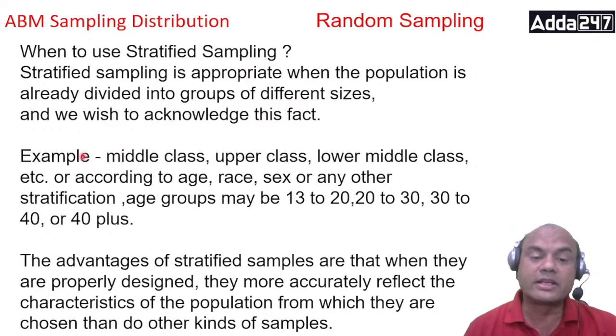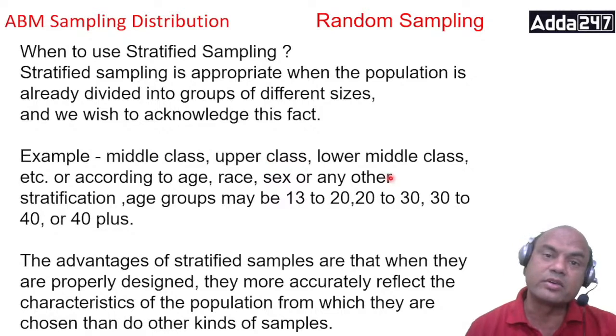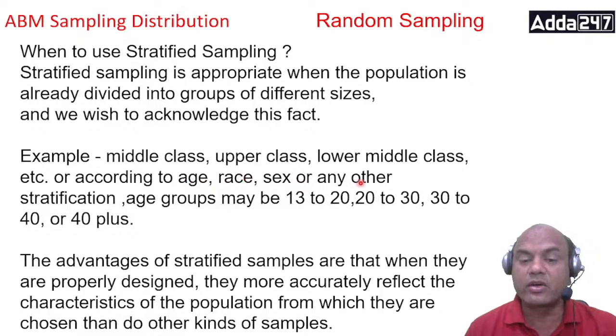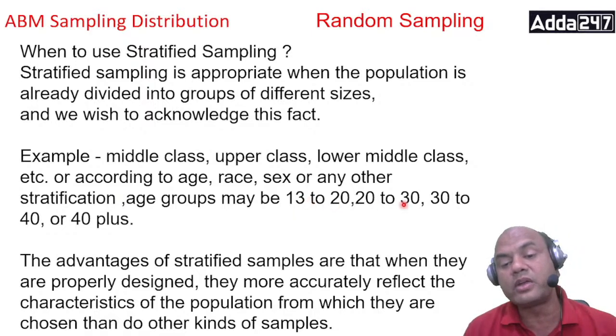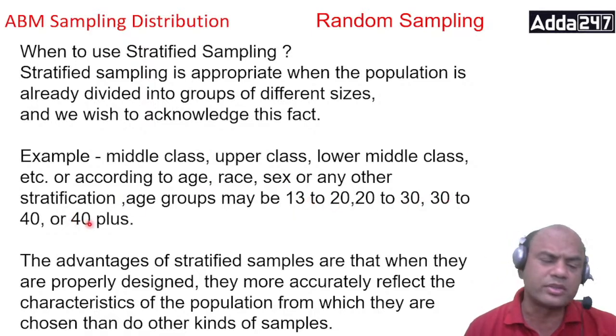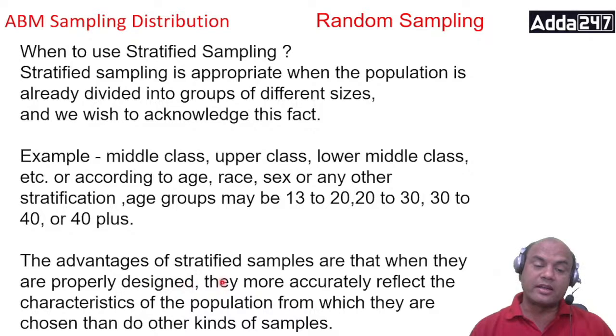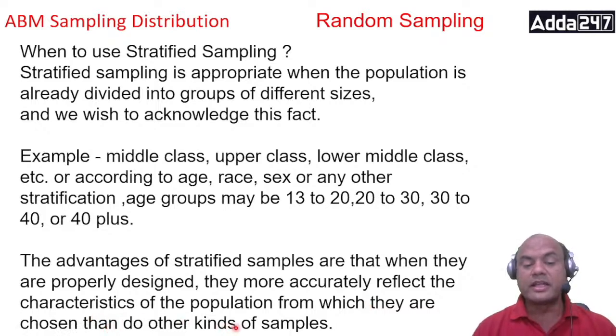Example, middle class, upper class, lower middle class. So I have already divided this. Then stratified sampling is of use. According to age, race, gender or any other stratification, age groups may be 13 to 20, 20 to 30, 30 to 40 and so on. The advantages of stratified sampling are that when they are properly designed, they more accurately reflect the characteristics of the population from which they are chosen than any other kind of sample.